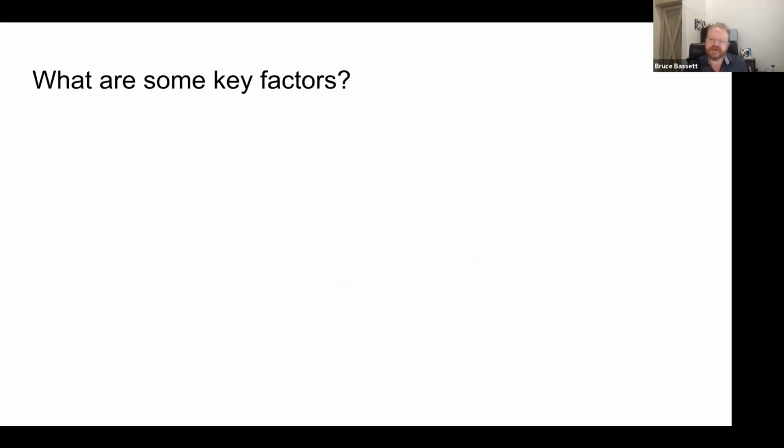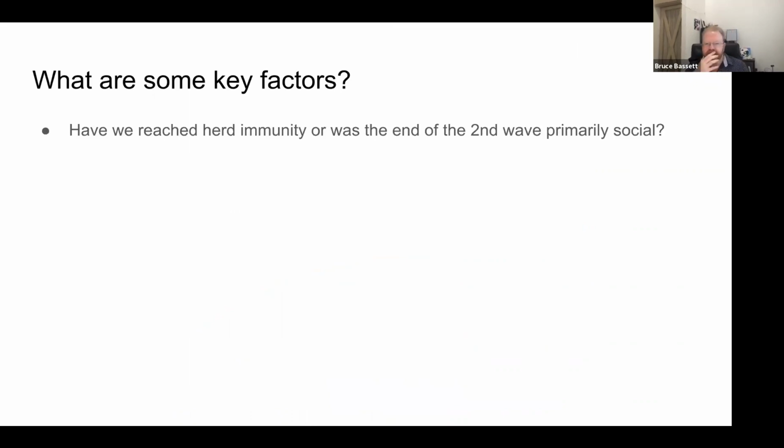Well, to try and answer that question, you can ask, what are the key factors? So the first one is the one that I raised earlier. Have we reached herd immunity? As in, have 80%, say, or 70% of South Africans been infected? And therefore, it was simply that we've run out of susceptible people? Or did the second wave end primarily because of social behavior? People starting to wear masks again, stopping to socialize. And it's very hard to tell the difference. My personal gut, if I had to express, is that it's probably a combination of the two.